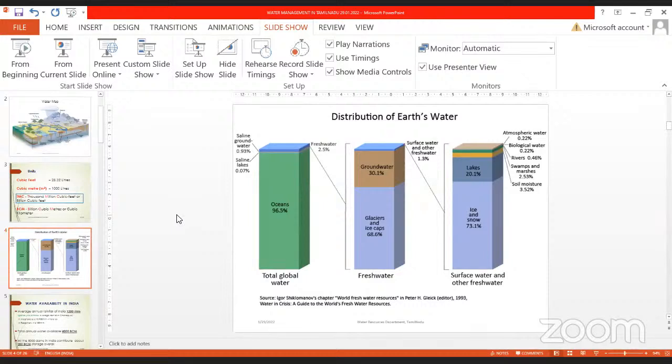Actually, this slide shows the distribution of Earth's water. Actually, this slide will make up the entire presentation. For example, first let us see the first column of water, I mean the first column, if you can see my mouse.